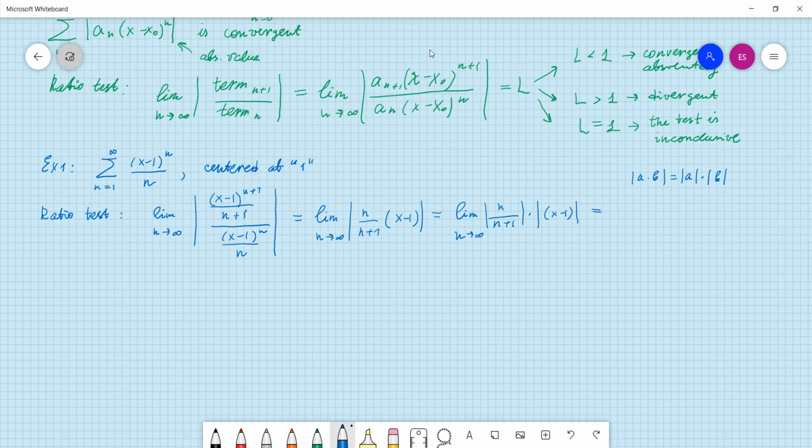Well, we do see that x minus 1 does not depend on n, so we can take it outside of the limit and write it down like this. So I'm taking this one outside of the limit. And under the limit, I have n over n plus 1, n goes to infinity. Well, kind of obvious that the limit is equal to 1, and we have the final answer absolute value of x minus 1. So to make the series convergent, we will need to make this less than 1, right? To have it convergent.